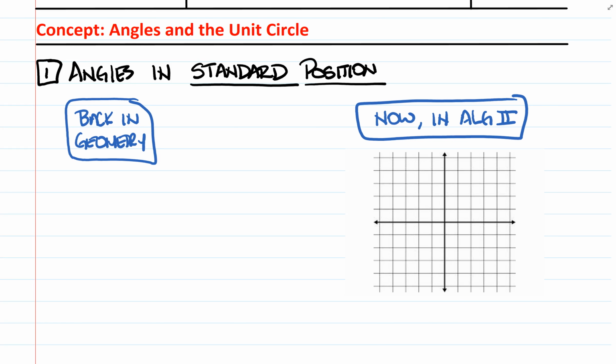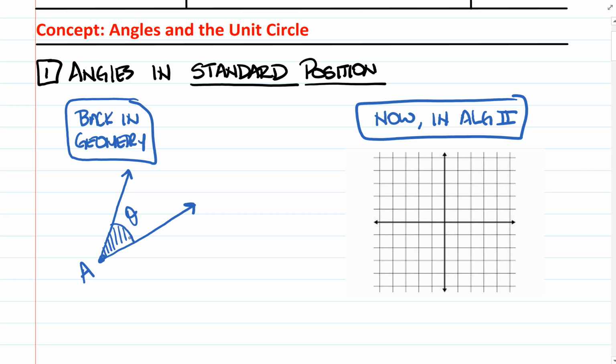So box number 1, let's talk about angles that are in standard position. All of you have taken geometry before, and back in geometry, the way that you would draw an angle is you would start with a ray, and then another ray, joined by a common vertex, and the space between is what we would call an angle. Sometimes we'd call that angle theta, sometimes angle A. And this angle could just be floating around in space. That was back in geometry.